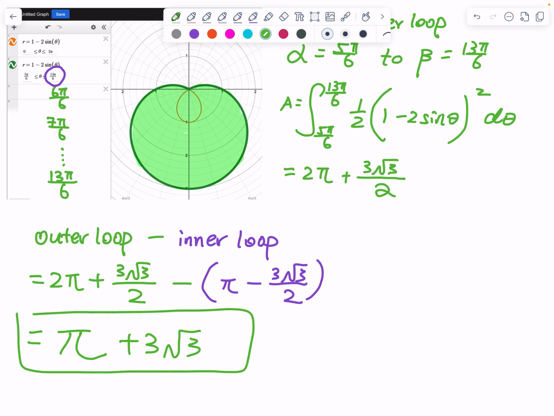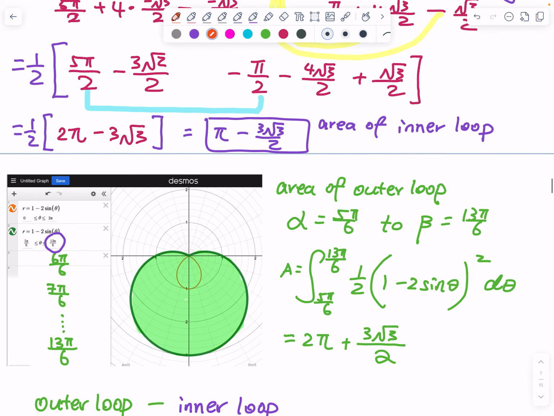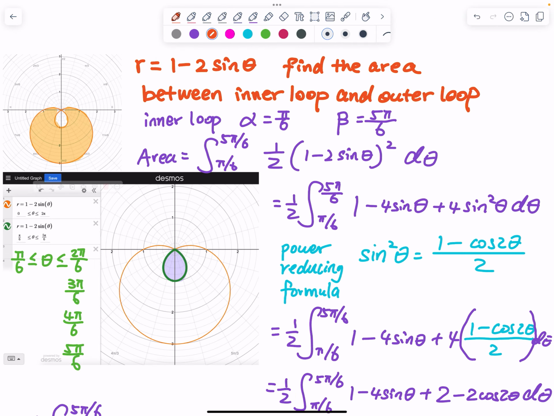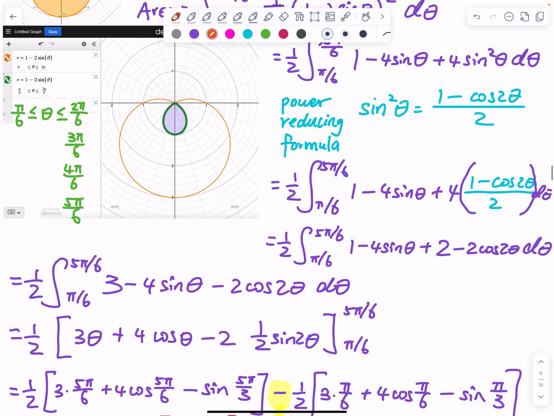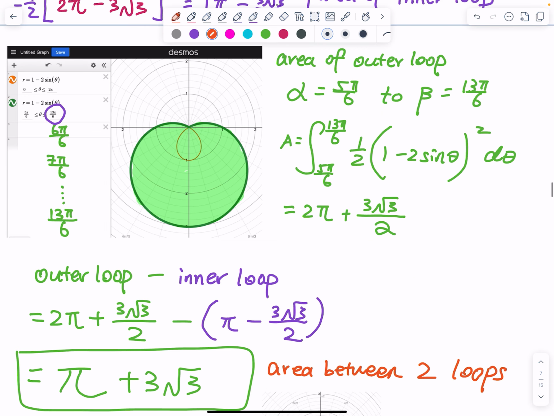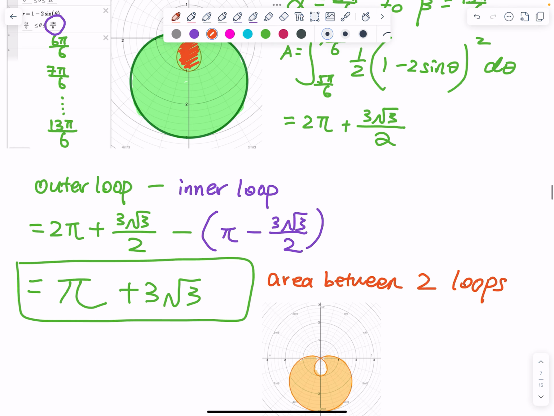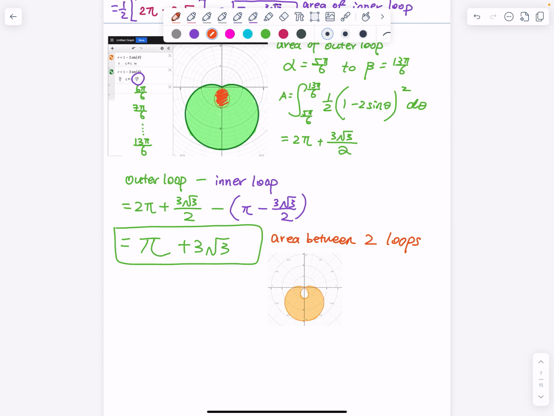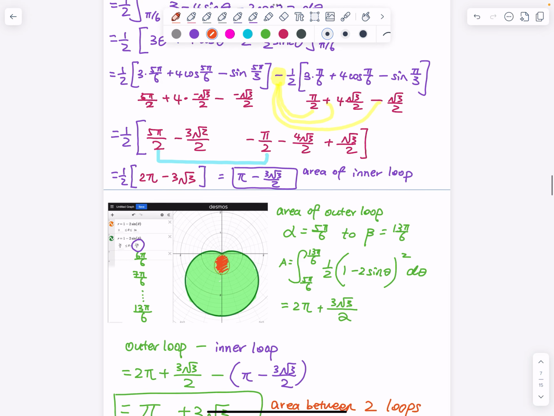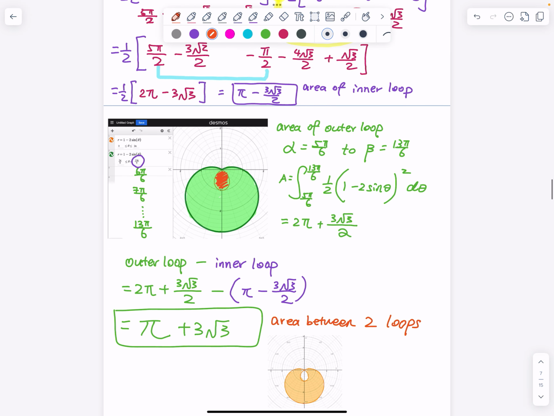Okay, then this is area between two loops. So area, let's use orange. Area between two loops. Okay, let's get that picture real quick. So I'm going to copy and then paste that right here. So using this little purple piece, and then we have the green piece, take the green, and then delete the purple, and then you have the area between two loops. So all that just for this answer, pi plus 3 root 3. All this work just for pi plus 3 root 3. Okay, that is the end of this problem.